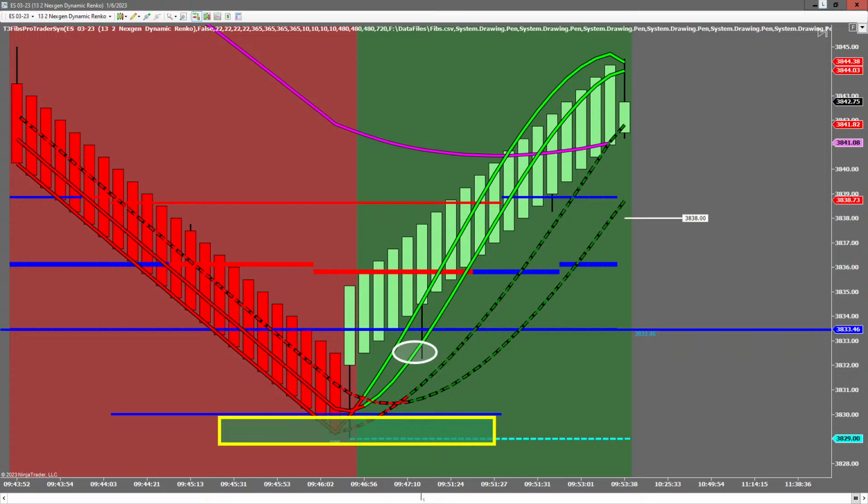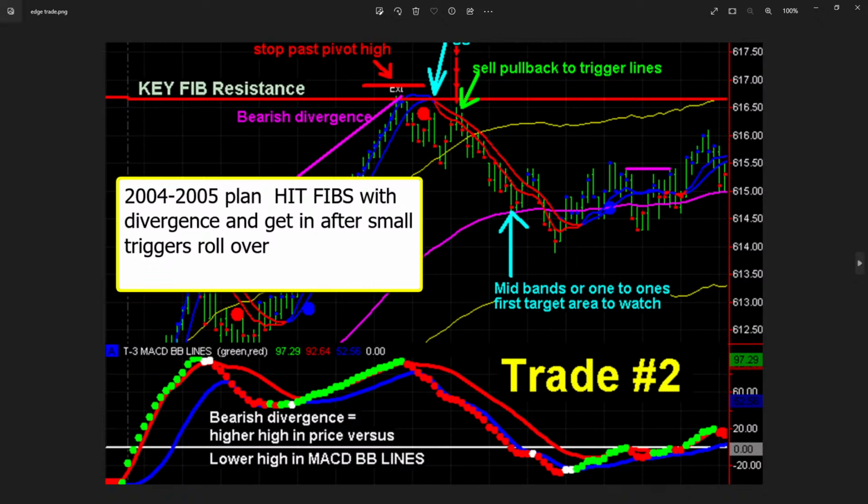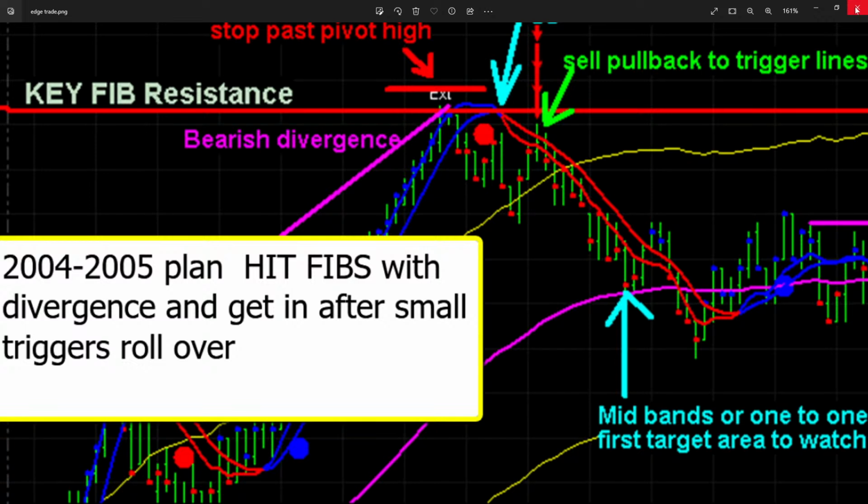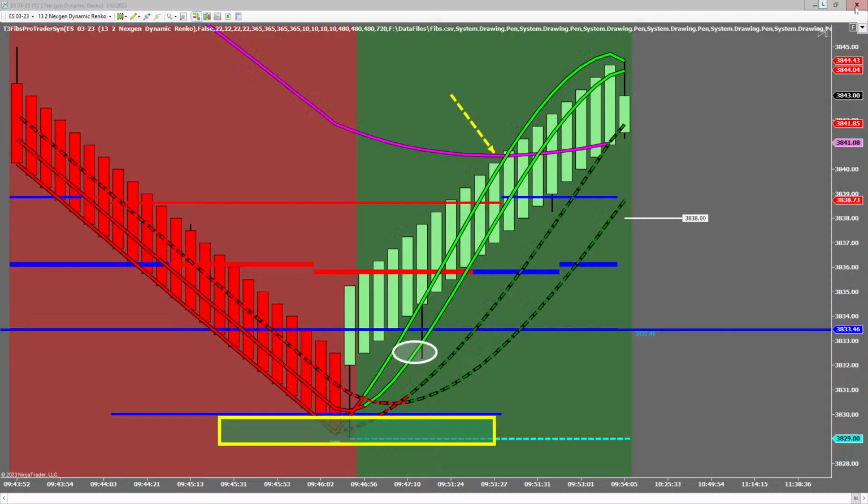And in 2004, the mid-band was our first target. Does it still work? Fib, trigger roll, mid-band. What were you guys doing 18 years ago? Because I know what I was doing. You'll get more comfortable with it after a couple more years, I promise, I swear. All right. 9 to 5.